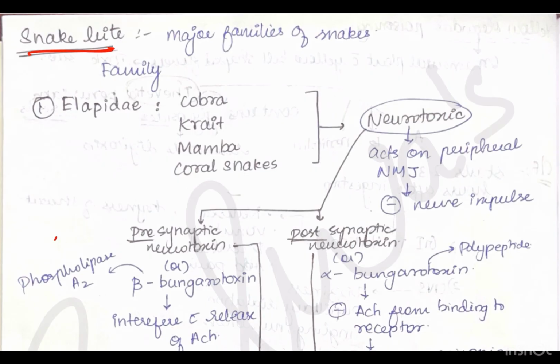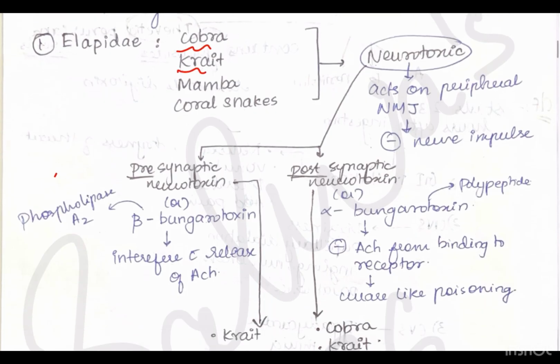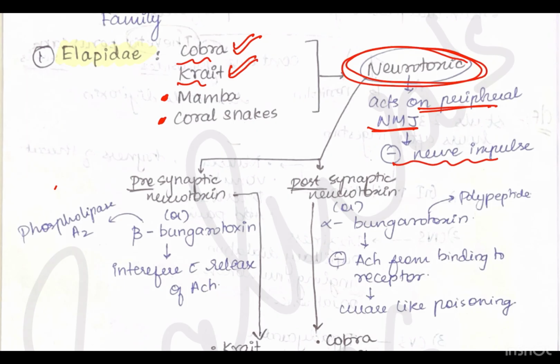For snake bite, first you have to know the three families and the names of the snakes which are present in each family, and what they are: neurotoxic, hematotoxic, myotoxic. We'll just know about it. So first is Elapidae. It has two snakes, cobra, krait. If you're talented enough, remember mamba and coral snakes. These are neurotoxic. You have to remember this no matter what. It acts on the peripheral neuromuscular junction and inhibits the nerve impulse.